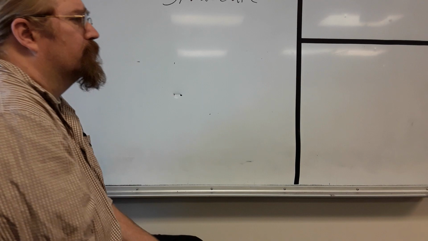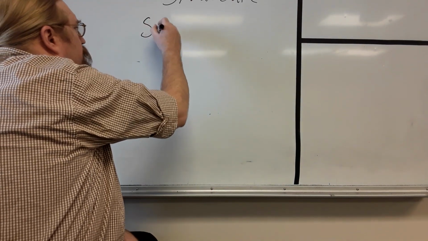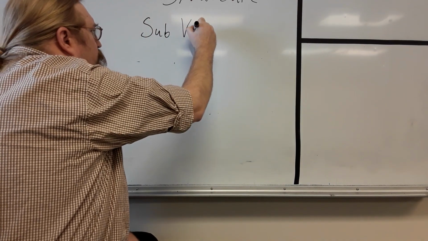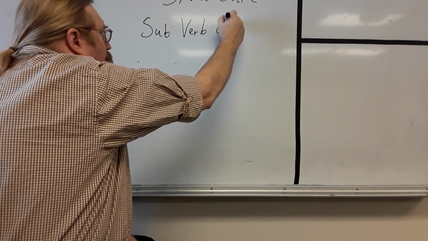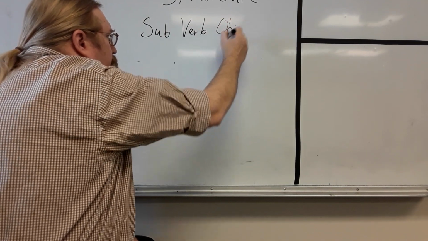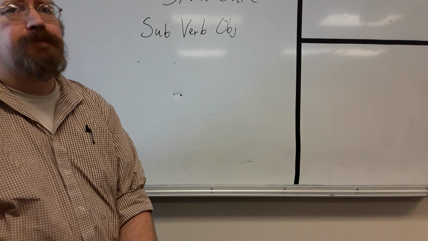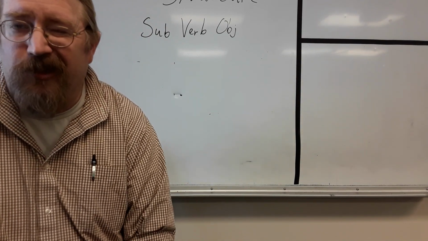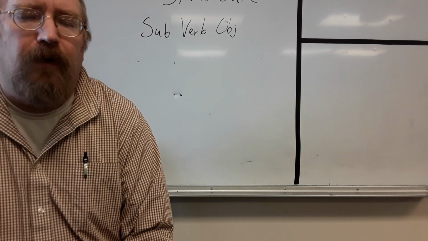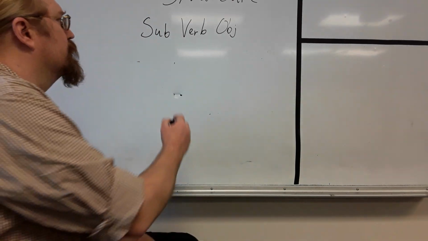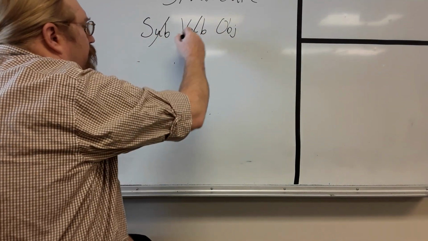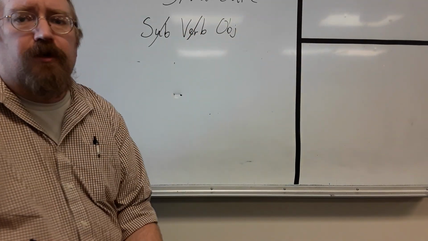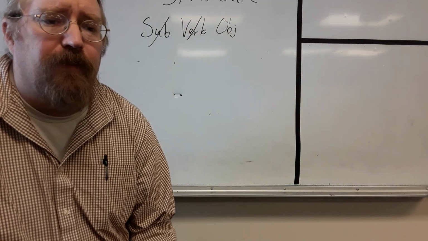Typical sentence structure goes subject, verb, object. Okay, that's kind of our basic sentence structure that we're working off of. A fragment, remember, is when you are missing one or the other of those, okay? So if you're missing your subject or you're missing your verb, you're dealing with a fragment.